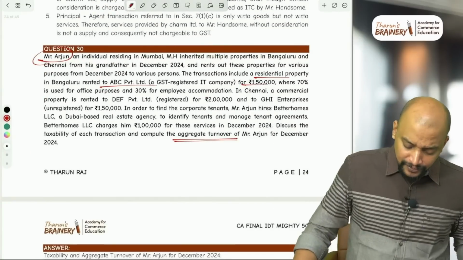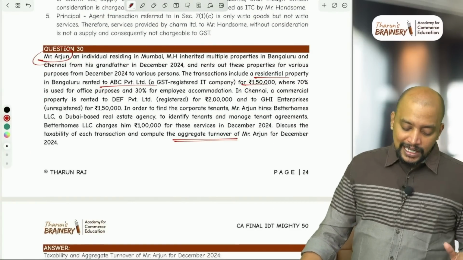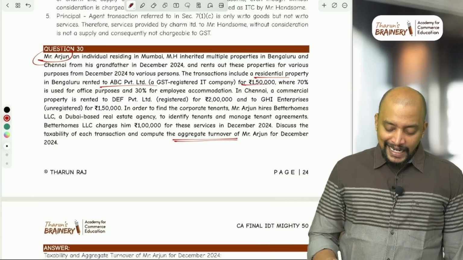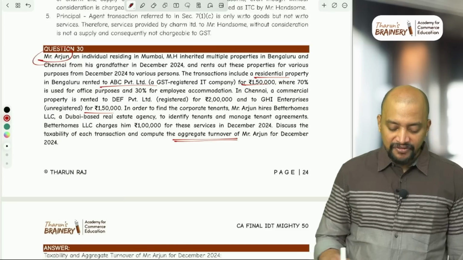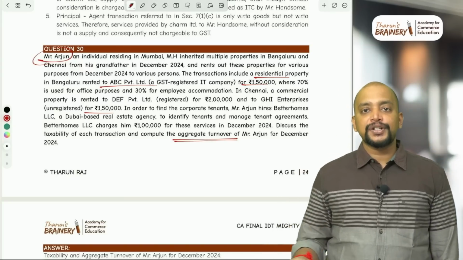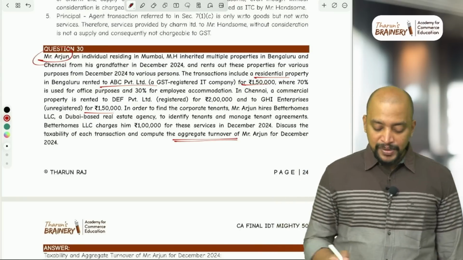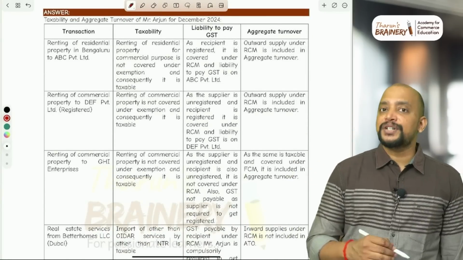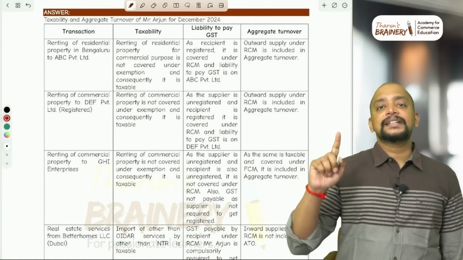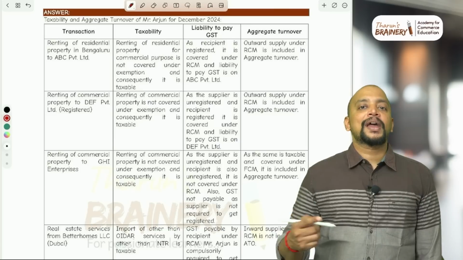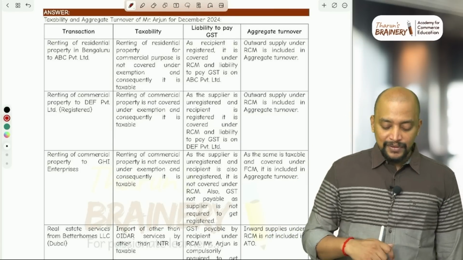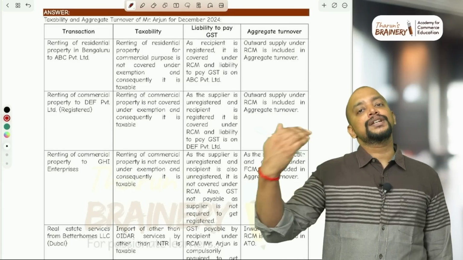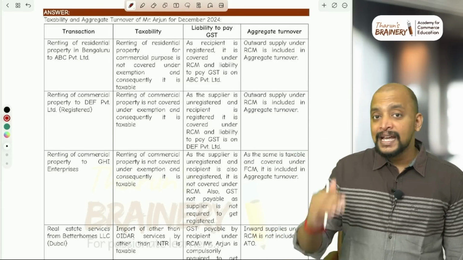Then next point. So thereafter, what has happened? In Chennai, a commercial property is rented to DEF Private Limited for rupees 2 lakhs and GH Enterprises, unregistered, for rupees 1,50,000. So, renting of commercial property, supplier is unregistered and the recipient is registered. So then it will be coming under RCM again. First, renting of commercial property will be taxable. We don't have exemption. The exemption is only what? Minimum 90 days and subject to maximum 20,000 rupees per month, that point. So here it will be taxable, and as the supplier is unregistered and the recipient is registered, it will be covered under RCM. Even though it is outward supply covered under RCM, it will be included in the aggregate turnover.